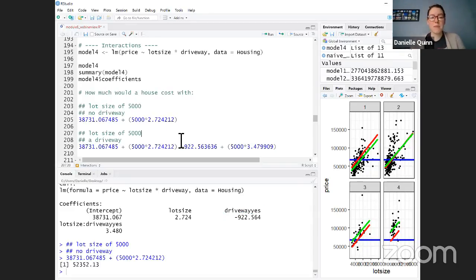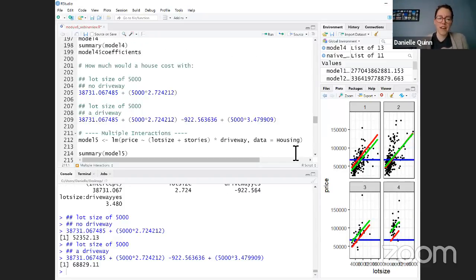If we have the very same house on the same lot size, but it does have a driveway, then we say, okay, we take that intercept. We have 5,000 lot size multiplied by our lot size slope. Now that we do have a driveway, it's telling us that it's actually worth about $922 less, but driveway and lot size interact with each other. And so having a driveway means that for each unit of lot size, you get an extra $3.47.